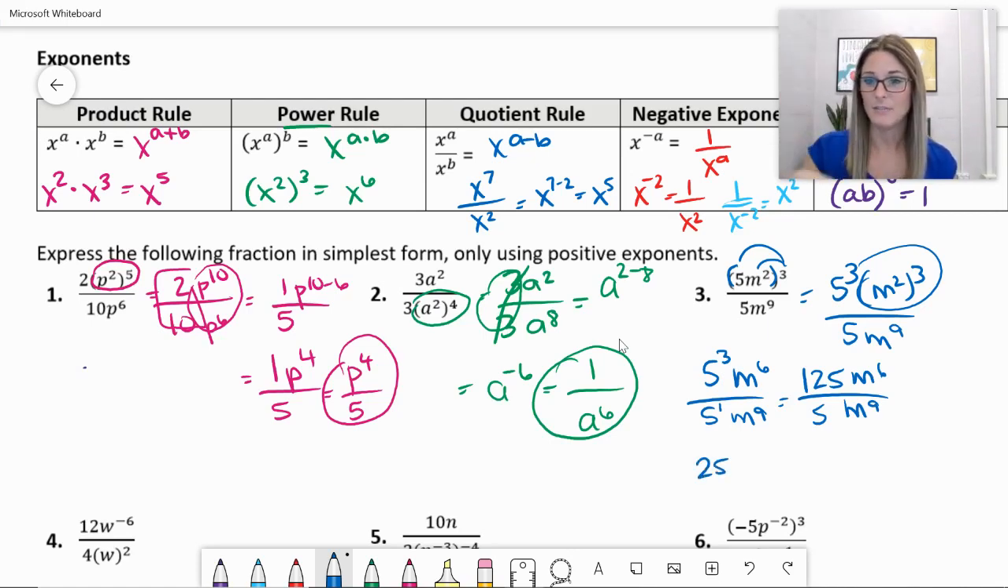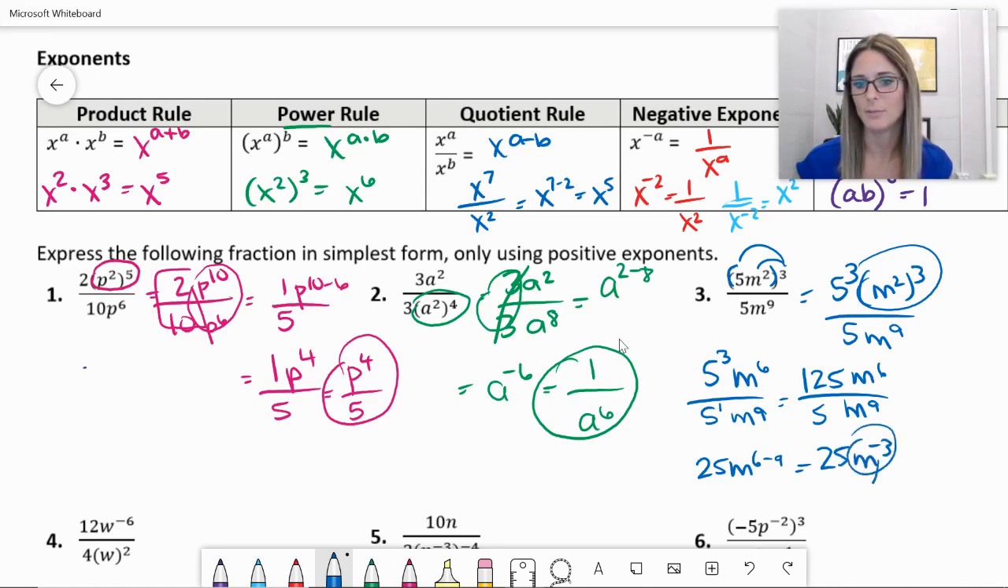I've got m to the 6th divided by m to the 9th. Subtract those. I'm going to show that, 6 minus 9. 6 minus 9 is going to give me negative 3. But you're not allowed to have negative exponents. Move it down into the denominator. So 25 is going to stay in the numerator. M to the 3rd goes in the denominator.